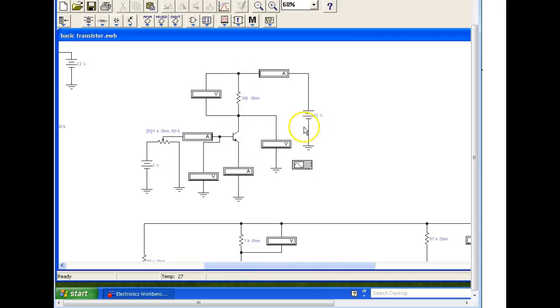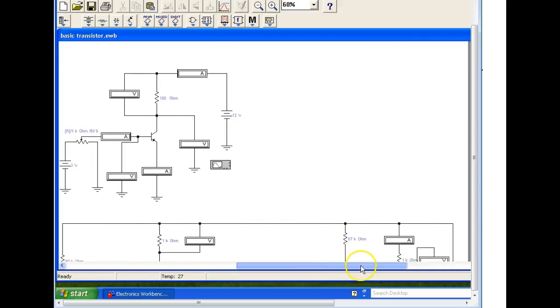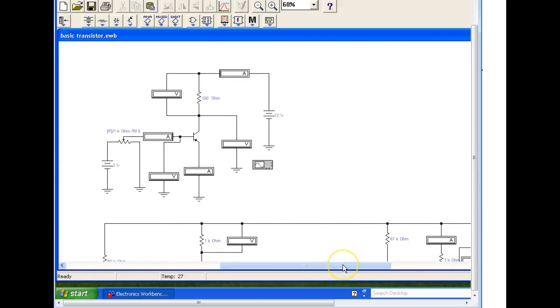This is the two power supply bias that you'll be doing in the lab. And you can see what we've done is when we go to these other bias methods, what have we done? We've dropped off one of our power supplies.